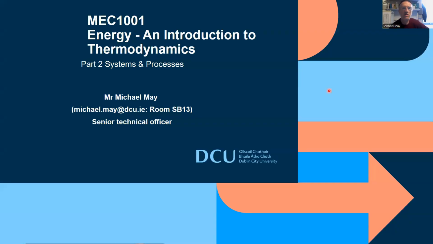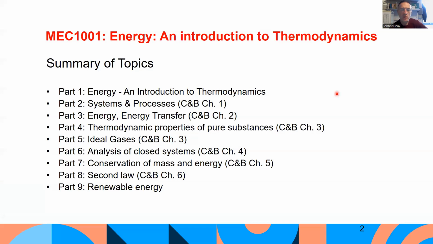So this part of the course is part two, described as systems and processes. And basically what we're going to look at is terms and definitions related to the science of thermodynamics that we need to deeply understand before we can actually understand the other principles and the further chapters of the module. So I'd refer you to chapter 1 in Cengel and Boles, Thermodynamics: An Engineering Approach, if you want a broader perspective on this part.